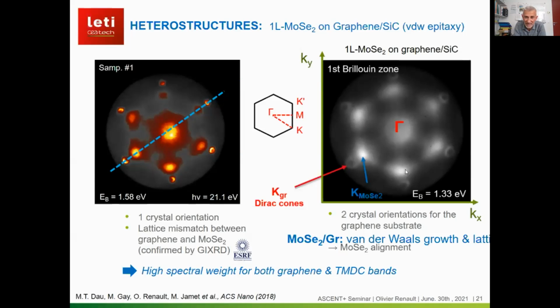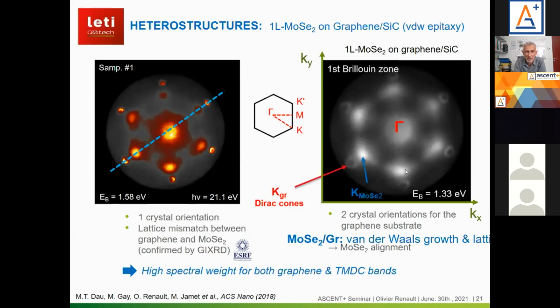And you actually see that those are aligned in plane, which means that you have a good orientation of both crystalline lattices between molybdenum diselenide and graphene, with almost no in-plane rotation. And this analysis is possible very easily because you have an equal spectral weight of the band structure between graphene and molybdenum diselenide due to the particular geometry of the instrument.